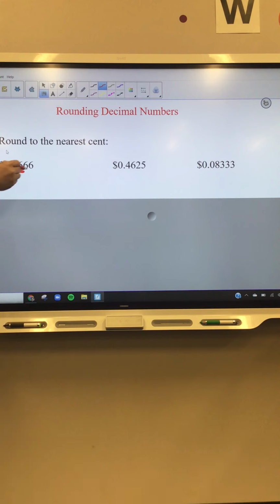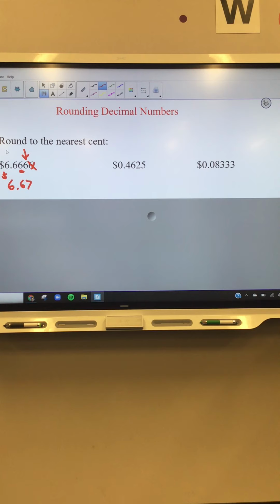And I don't even care about this one, I'm just looking at the very next one over to say, what is that? Is it more than halfway to the next penny, or is it less than halfway? In this case, Sam? More. So we would actually bump this up to $6, 6 dimes, and now 7 pennies. So $6.67.